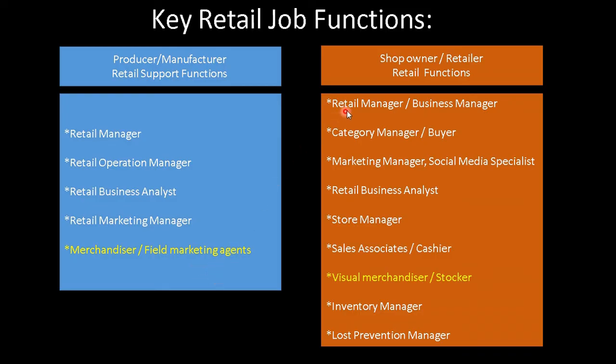On the other hand, the shop owners and retailers need a completely different job description and completely different job functions. A retail manager and a business manager in this case will be looking at the business performance of shops. The category manager and the buyers will be looking at what they have to sell in the shops and what kind of products they should be selling at which price.